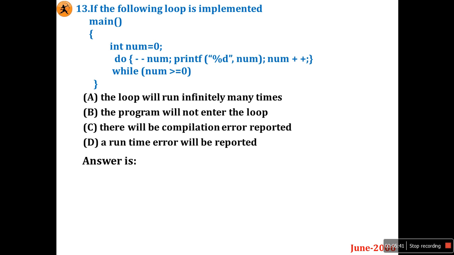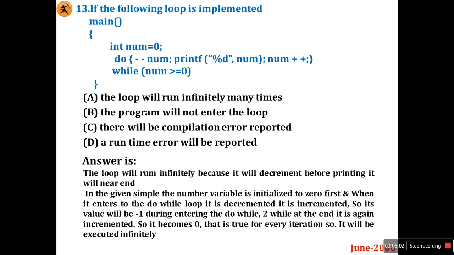So while 0 is greater than or equal to 0, that's obviously true. Then go back again: --num means -1 again, it prints it, then the increment makes it 0. Again num >= 0, yes, true. So I hope you see it will not stop this loop. The loop will run infinitely because it decrements before printing and increments at the end.